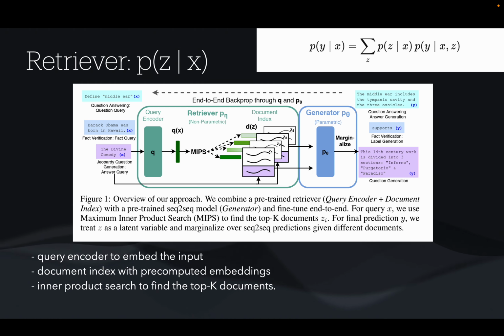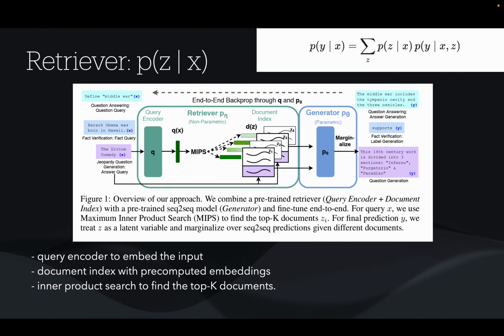Inner product between q of x and d of z works because it measures vector alignments, since they are both vectors, and it measures how much the input and document point in the same direction. This component is non-parametric, which means you don't have to train it, because the documents are external memory, not learned weights. You can think of this as giving the model a searchable memory, the extended memory, instead of forcing it to memorize everything inside of parameters.